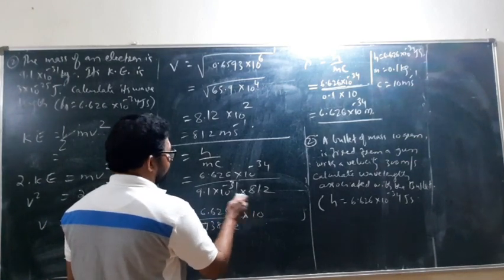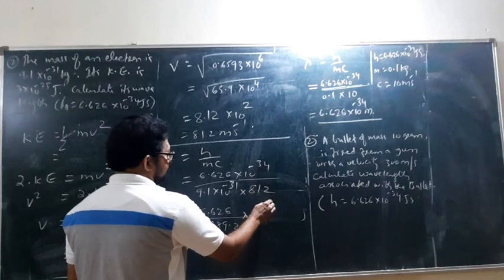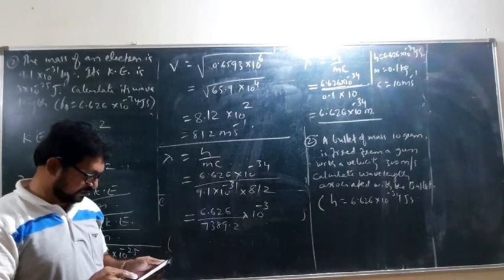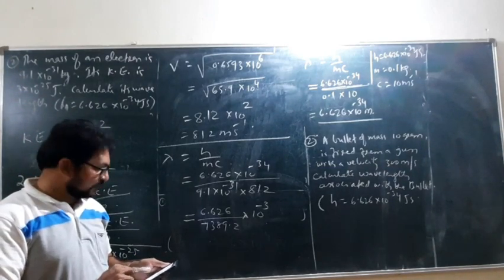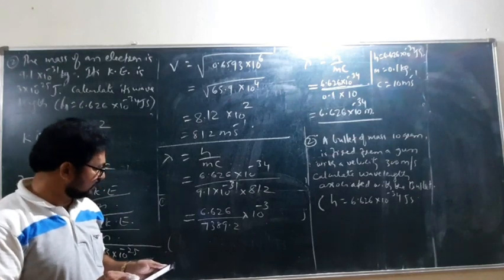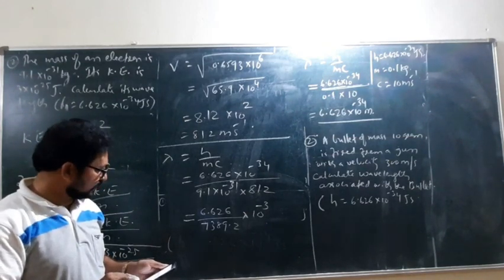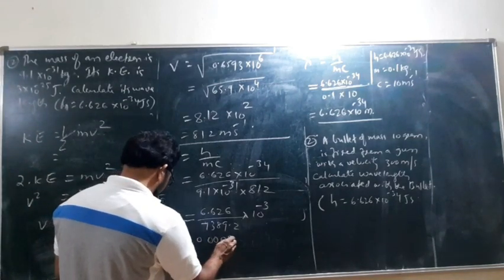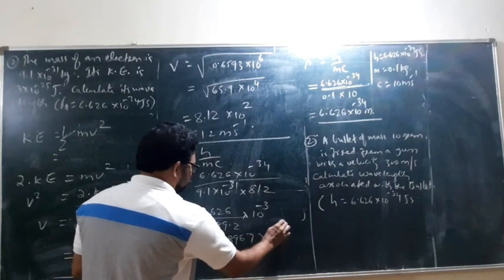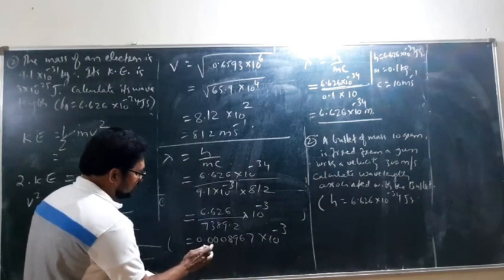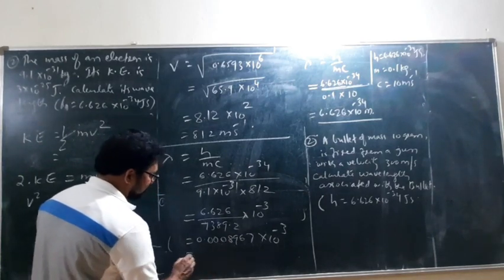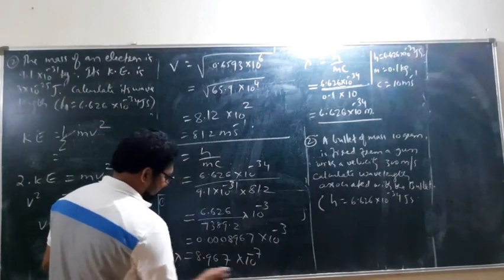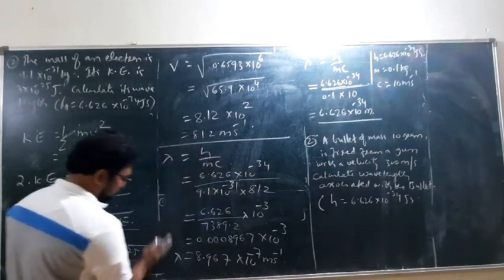This becomes 7389.2, 10 to the power minus 34 plus 31 minus 3. Then 6.626 divided by 7389.2. The answer is 0.000867 into 10 raised to minus 3. Now move the point: minus 4, minus 5, minus 6, minus 7. 8.967 into 10 raised to minus 7 meter. So the wavelength has increased now compared to the bullet.